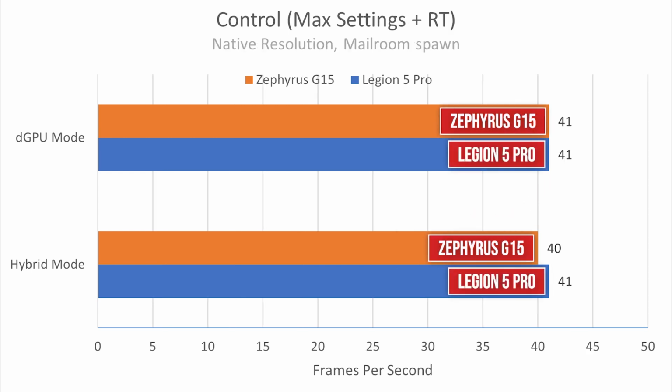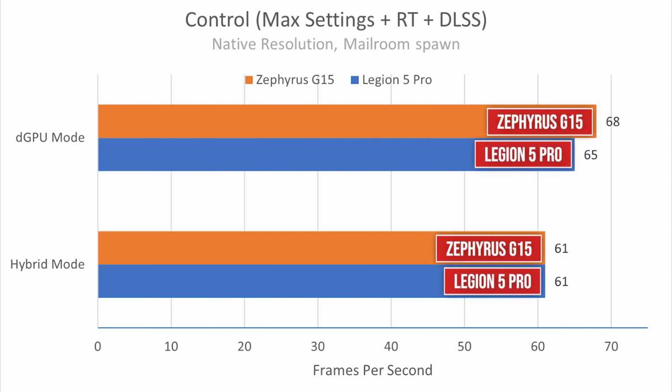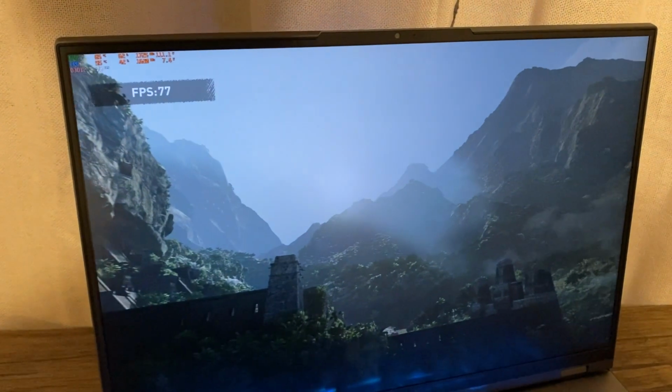Moving on to Control, this is max settings with ray tracing on. You really get the same whether you're in hybrid mode or dedicated GPU here. The MUX switch does not seem to make much of a difference on this game. When you turn DLSS on, not sure why, but the Zephyrus G15 actually pulls ahead here a few FPS in dedicated GPU mode. Now here we have the Shadow of the Tomb Raider benchmark.